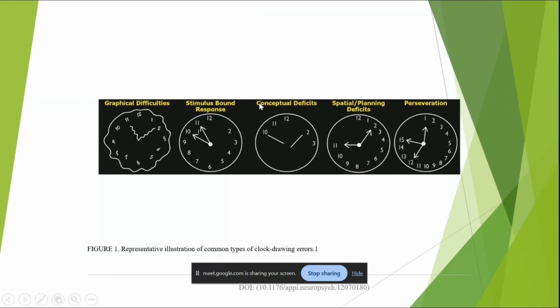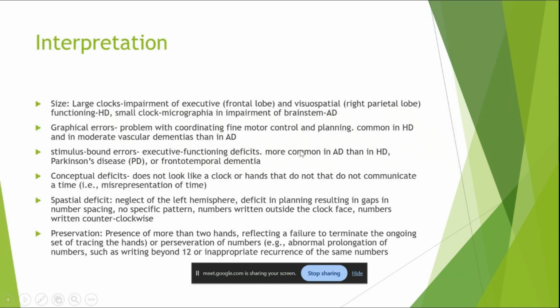So this is the example. You can see that the lines are not joined together, and even the numbers are not complete. There's a misinterpretation of the time basically. Then also the spatial deficits, which reflect a neglect of one side of the brain. This is more commonly seen in CVA, in stroke, where there is a neglect of one side depending on the side of the brain that is affected in the stroke.